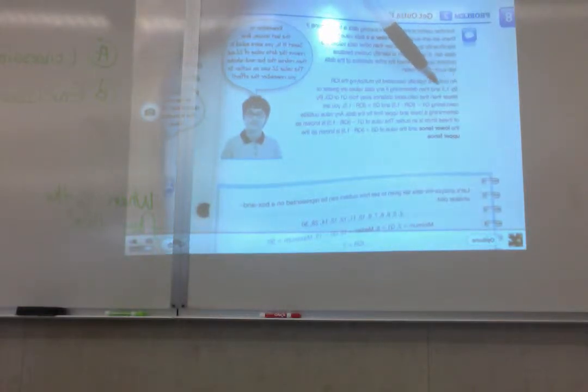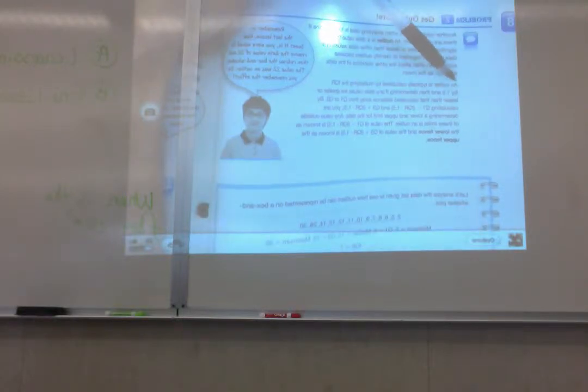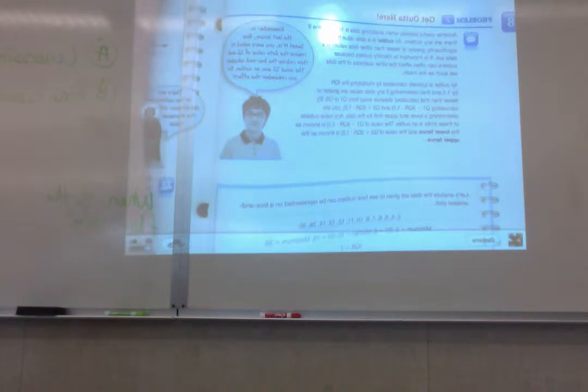An outlier is typically calculated. Isabel. An outlier is typically calculated by multiplying the IQR by 1.5 and then determining if data values are greater or lesser than the calculated distance away from Q1 or Q3. By calculating Q1 minus IQR times 1.5 and Q3 plus IQR times 1.5, you are determining a lower and upper limit for the data. Any value outside of these limits is an outlier. The value Q1 minus IQR times 1.5 is known as the lower bound, and the value Q3 plus IQR times 1.5 is known as the upper bound.